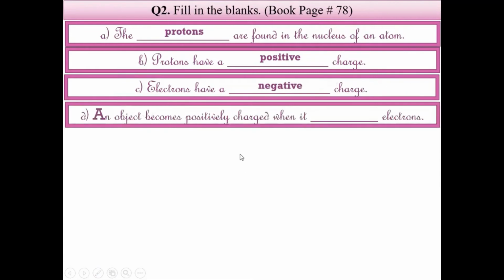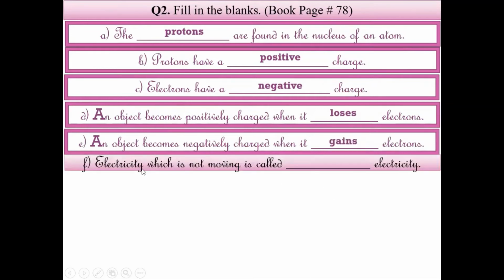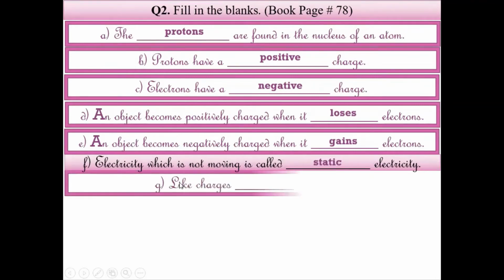An object becomes positively charged when it loses electrons. An object becomes negatively charged when it gains electrons. Electricity which is not moving is called static electricity, and moving electricity is current electricity.